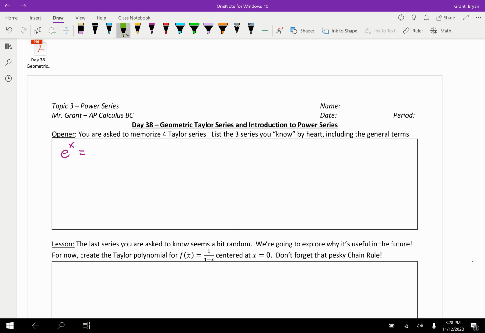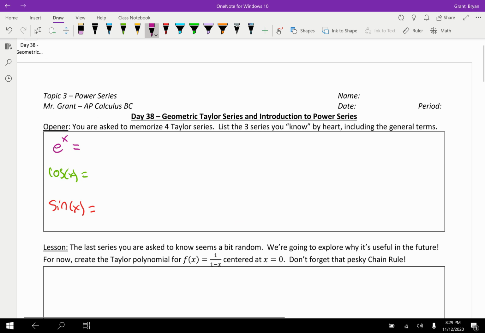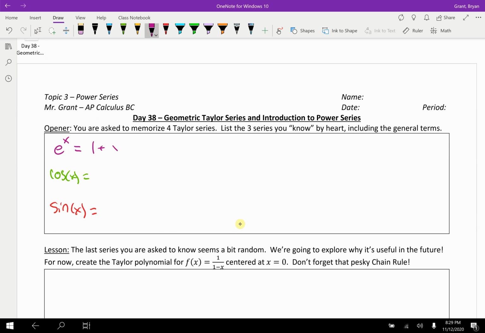We have e to the x. We have, I usually like to start with cosine of x. And last but not least, sine of x. So if that helps jog your memory, then pause me again and give that a shot. And if you didn't need the help, then you can just make sure you did it right. E to the x: 1 plus x plus x squared over 2 factorial, plus x cubed over 3 factorial, plus, and then of course we get our general term, x to the n over n factorial. No problem.